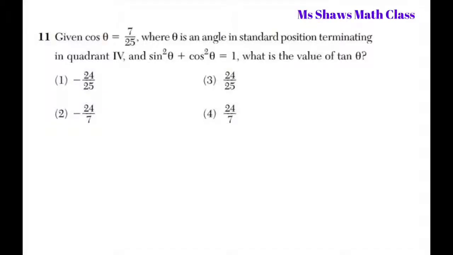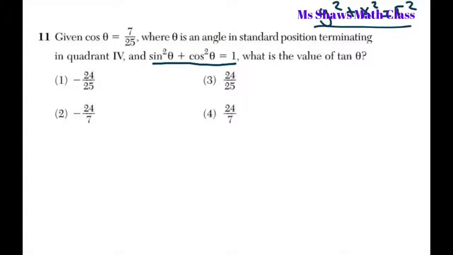Hi everyone. Given cosine of theta is 7 divided by 25, and theta is an angle in standard position terminating in quadrant 4, and our identity here is sine squared plus cosine squared equals 1, which is basically y squared plus x squared equals r squared. That's just your circle formula. What is the value of tan?